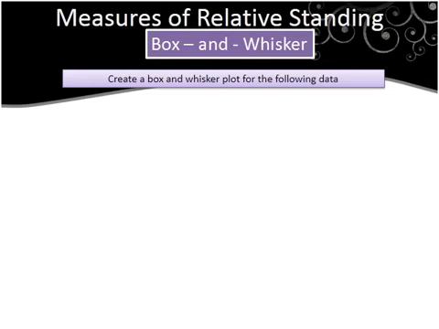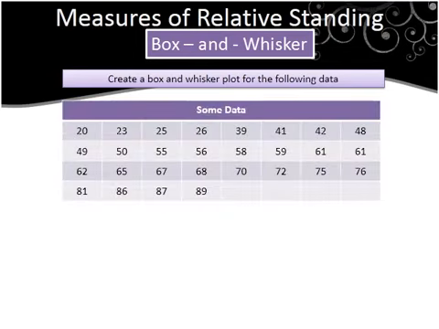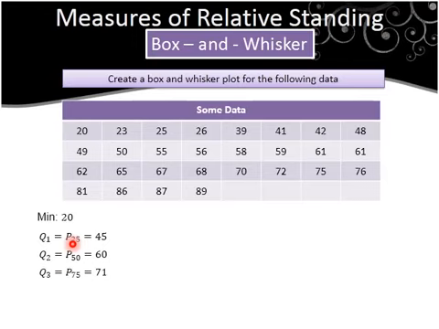So let's look at an example creating a box and whisker plot for this set of data. So assuming this is already ordered, and you can verify that, the minimum is 20. Q1, or P25, is 45, and you can verify that by plugging in 25 into our location. Q2, or P50, is 60. Q3, or P75, is 71, which we calculated a moment ago, and the maximum data value is 89.